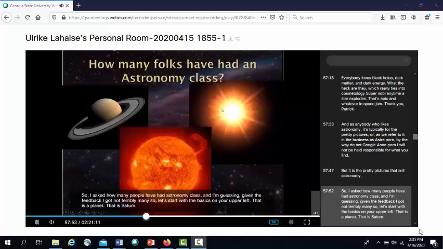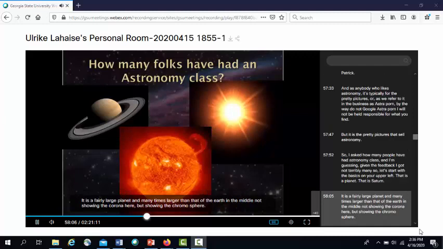So I asked how many people have had an astronomy class, and I'm guessing, given the feedback I got, not terribly many. So let's start with the basics. On your upper left, that is a planet. That is Saturn. It is a fairly large planet, many times larger than that of the Earth.